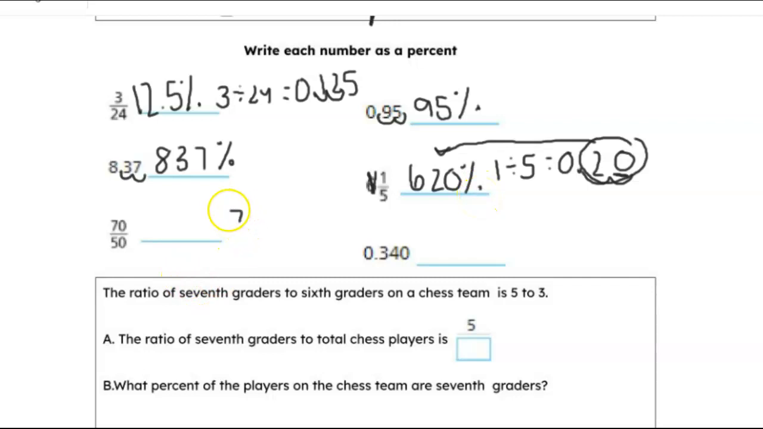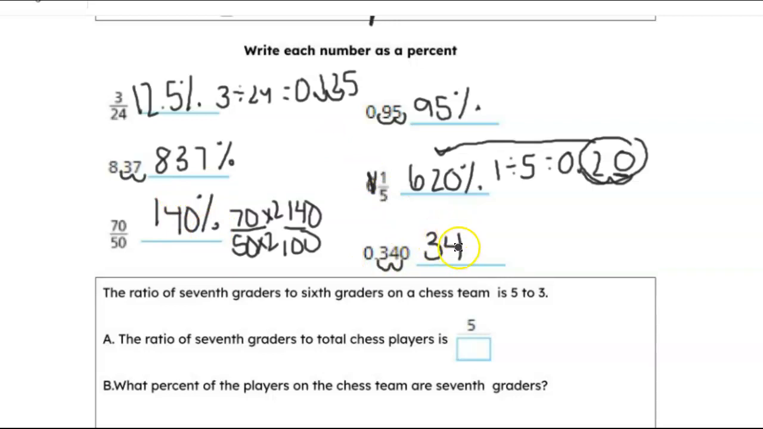This next one, I'm going to change it to 100 on the bottom because I know that 50 times 2 is 100 and 70 times 2 is 140. So this is 140%. And our last one's a decimal, so all we have to do is move it 2 times to the right, and we get 34%.